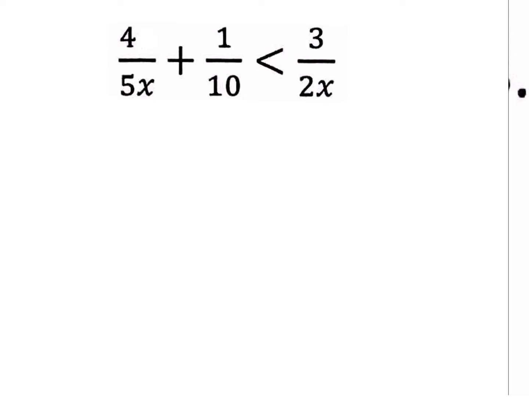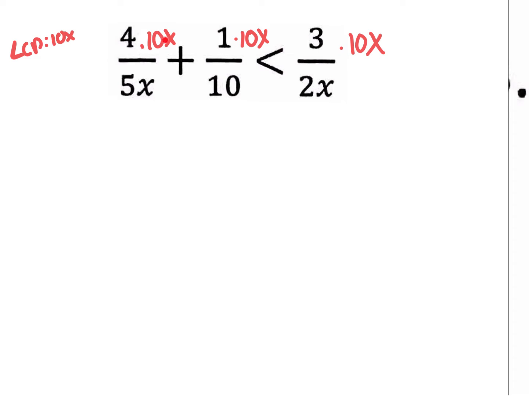So what would you guys like to do? Get rid of all of them at the same time with the LCD, or get rid of one of them at a time? All of them. All of them? Okay, so we haven't really done LCD much, but when you think about the 5, the x, the 10, the 2, and the x, the lowest common denominator will be 10x. So the LCD is 10x. So if I multiply everything by 10x, all three fractions will cancel out.